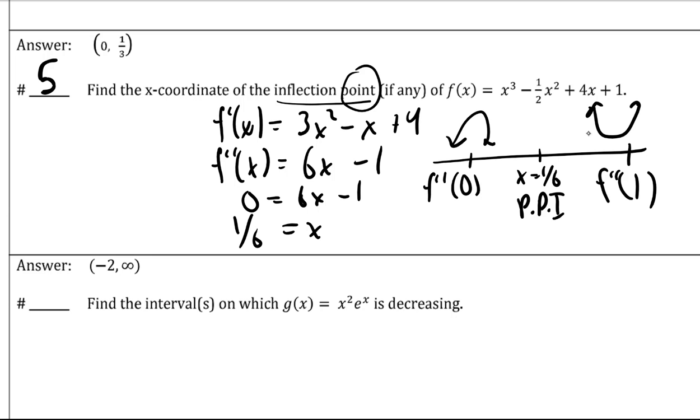And now that I can see that the concavity is changing, and if I plug this into the function, I don't know what that comes out to be, but I know it exists, so I know it's a point. It's a point, the concavity changes, so no longer possible point of inflection, it is an inflection point. x equals 1/6.